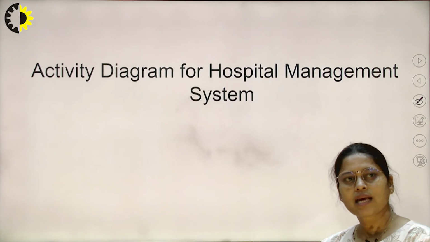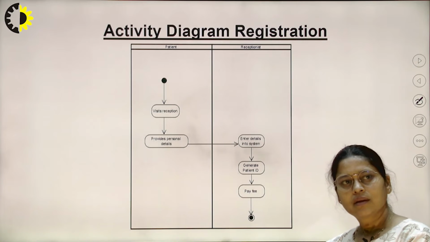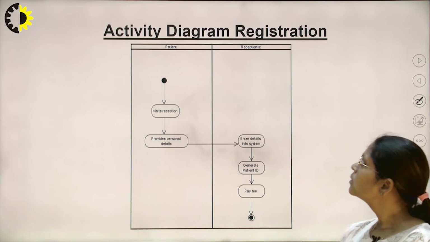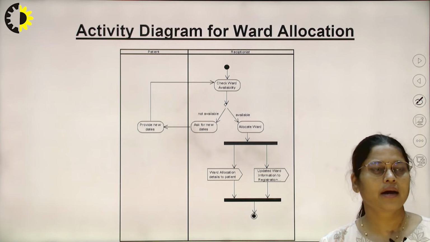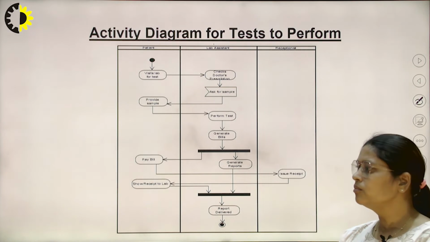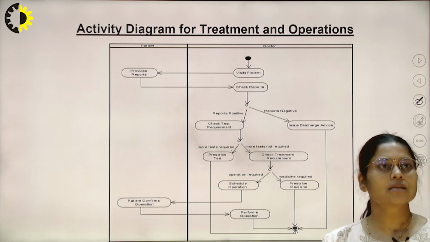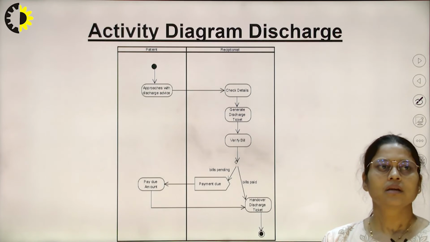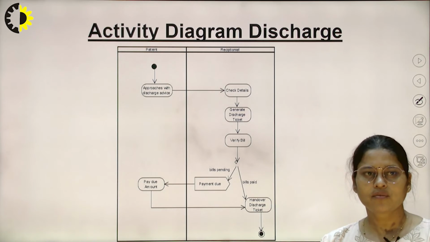This is another example, of a hospital management system. This is the view reception. This is for the registration process. Another one is the activity diagram for ward allocation. This is another diagram for performing the test. This is another activity diagram for the treatment and operations. This is another diagram for discharging of the patient.